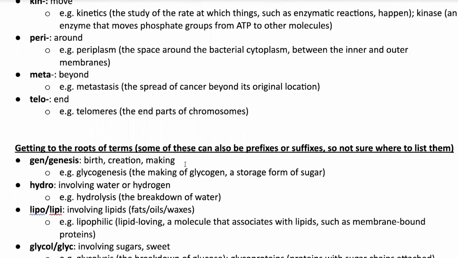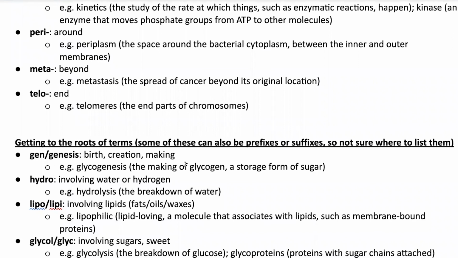Where are you moving? So peri means around. So periplasm is the space around the bacterial cytoplasm. The cytoplasm is like the general interior of the cell. And then some types of bacteria have these two membranes. And between those inner and outer membranes is going to be the periplasm. And it's basically around that cytoplasm.